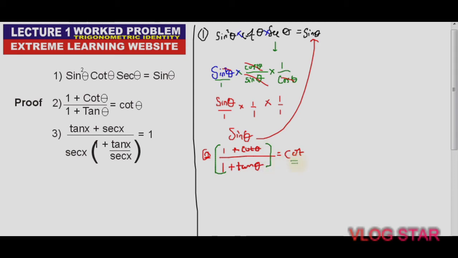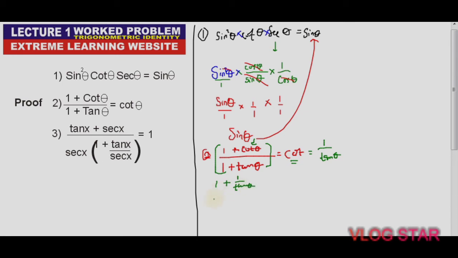Now I told you earlier, what is cot theta? Cot theta is simply 1 over tan theta. That's all. 1 over tan theta is going to give you cot theta. So whenever you arrive at something like this, you can easily change it to cot theta, that is 1 over tan. So now what do we have here? 1 plus cot theta up here. Cot at the top is 1 over tan theta.